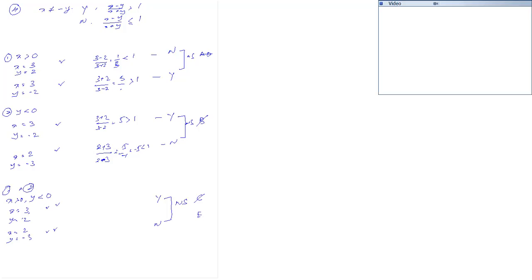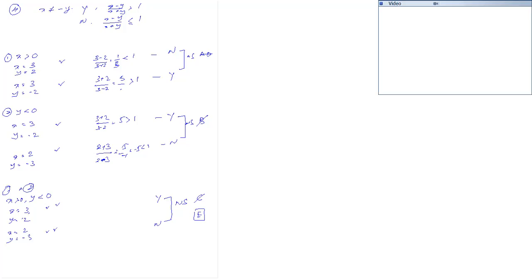Okay, got it? Yeah, exactly. We both took the same examples, 2, 3, 2, 3. Then where did you go wrong? No, I was getting E only. Final answer is E. Oh, correct.